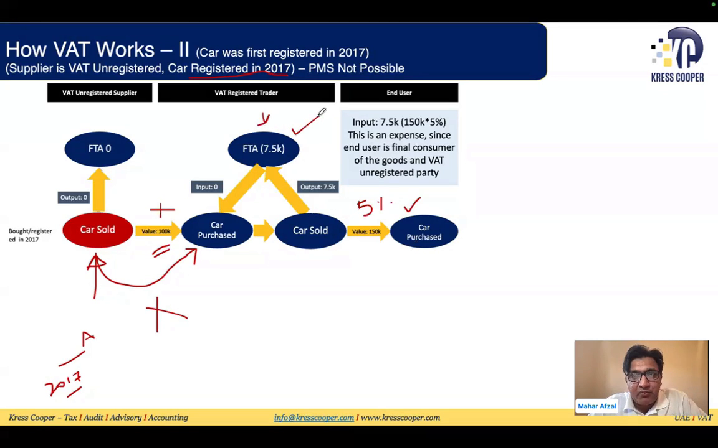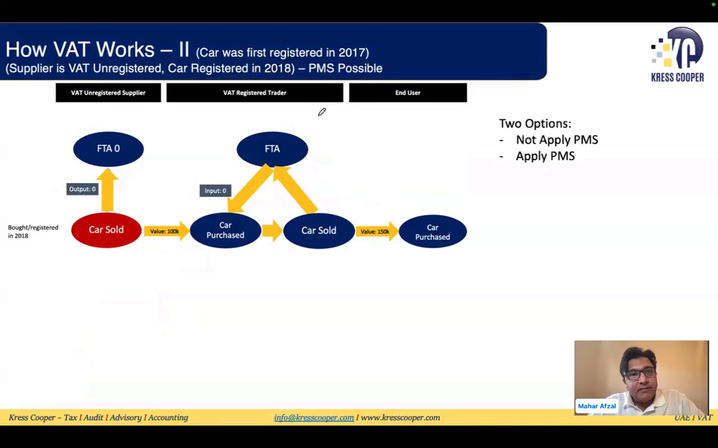But we cannot apply the profit margin scheme. The reason is the goods have already not been taxed in the UAE. Third, the supplier is a VAT unregistered person. Yes, this is correct. The car was registered in 2018. Yes, now there is a possibility we can apply the profit margin scheme.